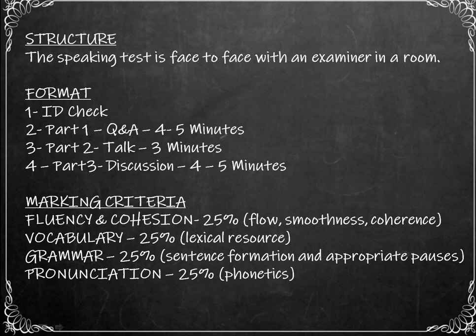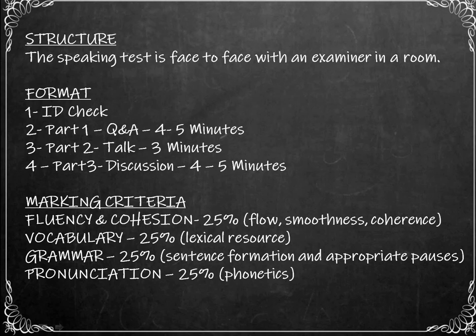Under marking criteria, the first thing is fluency and coherence. So 25% of your mark goes for fluency and coherence, which comprises the flow, the smoothness, and the coherence. All of these fall under the criteria of fluency, which accounts for 25% of your final mark for your IELTS speaking. Fluency will relate to the flow, smoothness, and coherence of your speech, as well as hesitations and pauses.